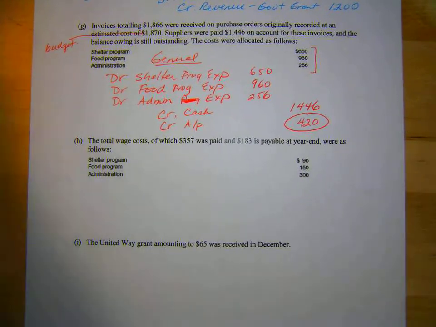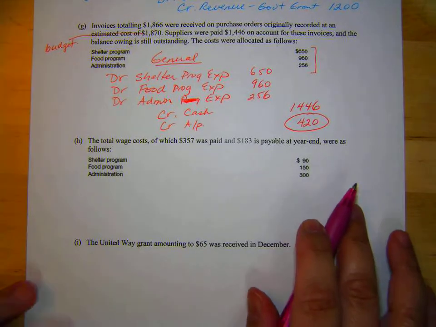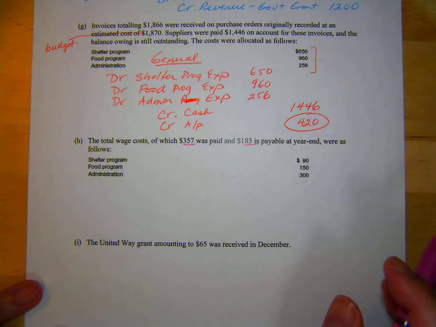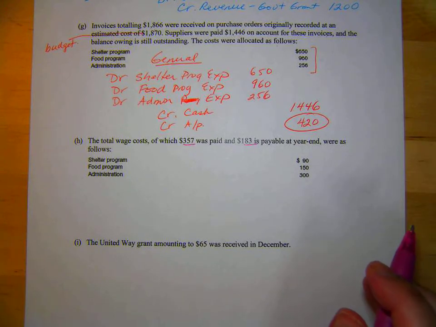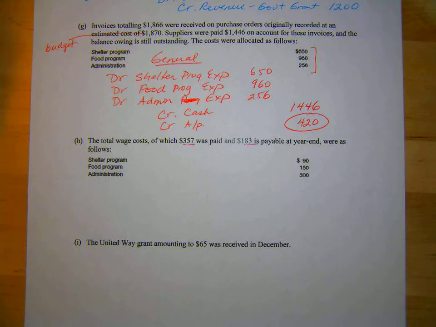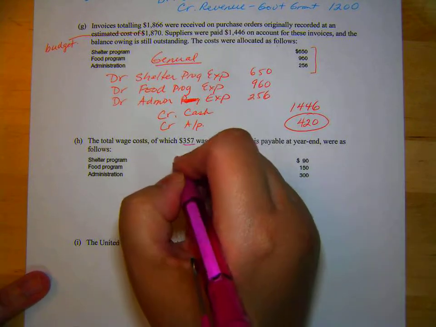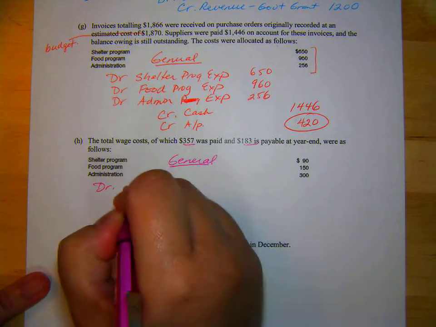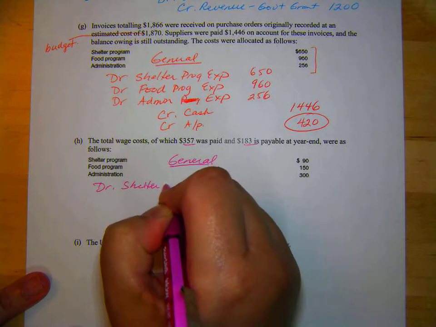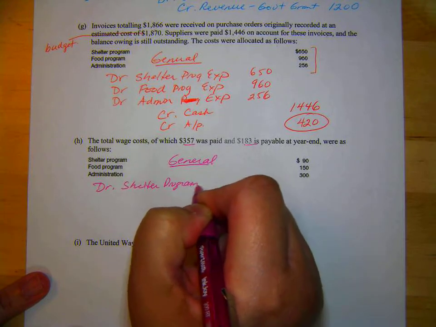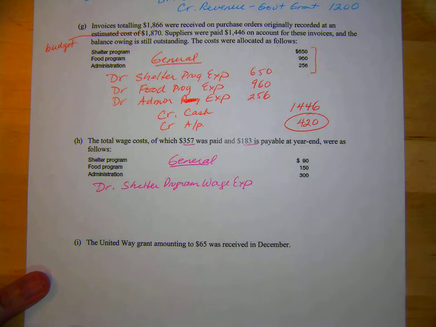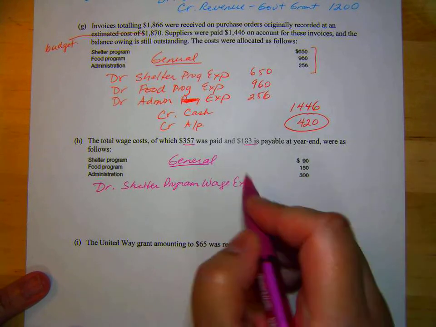Now we're going to pay the wages. So total wages, $357 was paid, $183 is payable at year end. So notice they've got some adjusting entries kind of included in these. So wages are in general, and debit, shelter, program, wage expense. If you just put shelter program expense, that's good. The key thing is it's an expense account.